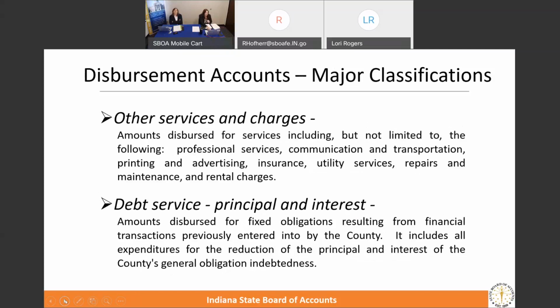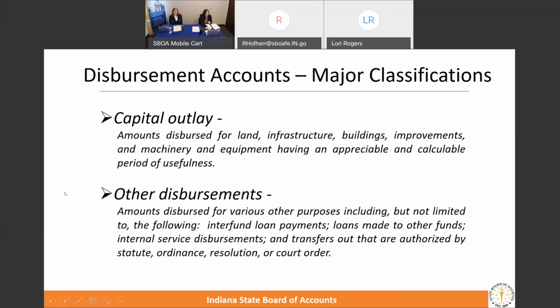I think we probably follow disbursements maybe a little bit more closely than receipts sometimes, only because you are following a budget as you're spending forward. But other services and charges, are you contracting with somebody for professional services? Okay, if you are, that is where you're going to classify that. Debt service, are you paying off a debt? Okay, capital outlay, are you buying land, buying a building, are you improving on a building? Those kinds of things would be under capital outlay. But again, we have other disbursements.